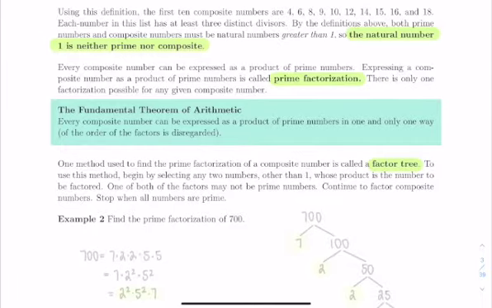One method used to find the prime factorization of a composite number is called a factor tree. To use this method, begin by selecting any 2 numbers other than 1 whose product is the number to be factored. One or both of the factors may not be prime numbers. You continue to factor composite numbers and stop when all the numbers are prime. So let's look at 700.